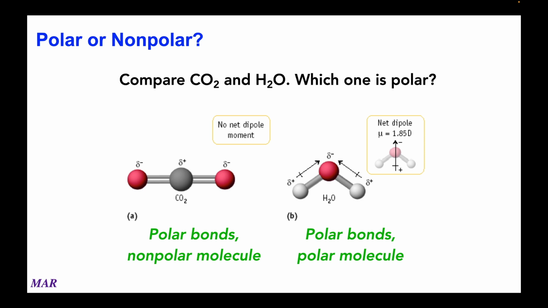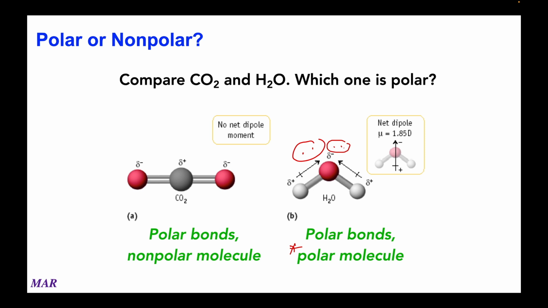Now, if you don't know what a vector is, don't lose any sleep about it. You don't need to know about that, but that's really what's happening here. The important thing here is that everything around that water is not the same because you've got two lone pairs, and lone pairs are different than hydrogens. So everything around the oxygen is different. This is going to be a polar molecule.